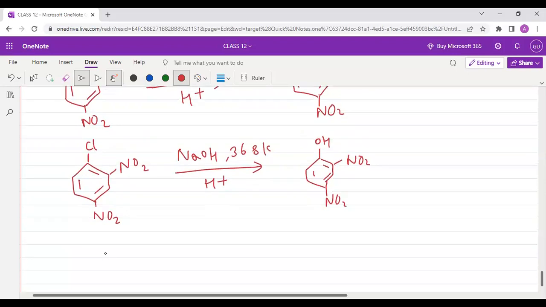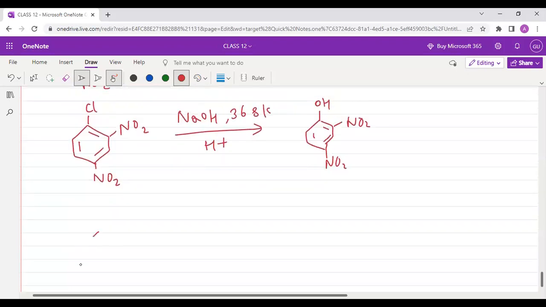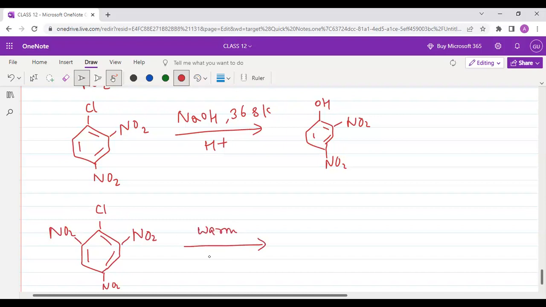Now, if we have attached NO2 groups at all the ortho and para positions, so we have chlorobenzene and NO2 is present at all ortho and para positions. So all the positions are occupied, then it is very reactive. Now it will just need warm water, warm conditions, and it will form this. Cl will be replaced by OH.